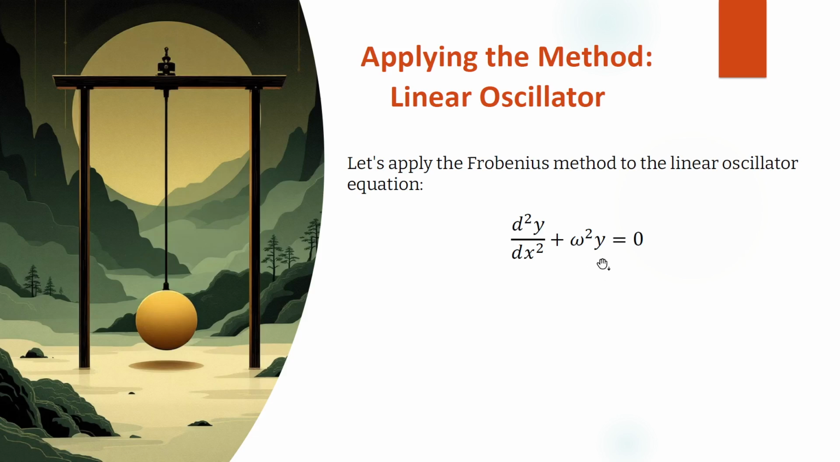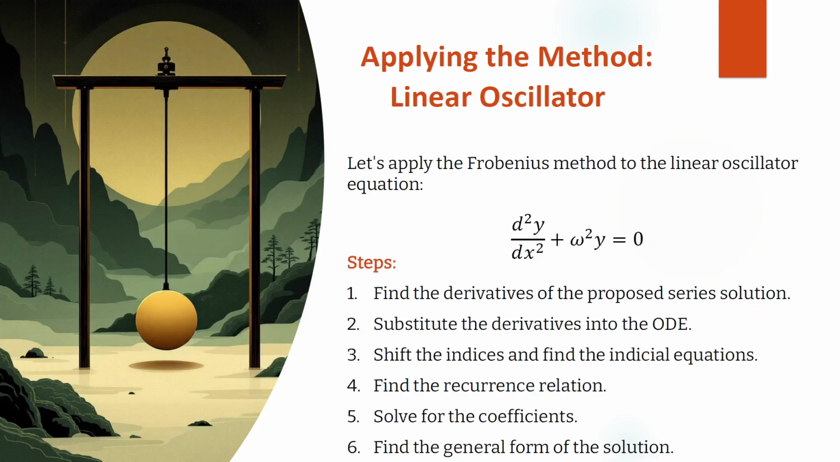So let's try to apply the concept of the Frobenius method to our linear oscillator model, where, as we know, the solution to this problem is a trigonometric function of sine and cosine, and by application of Euler's identity, we found that the solution could also be expressed in terms of an exponential solution. So again, these are the steps that we follow for the application of the Frobenius method.